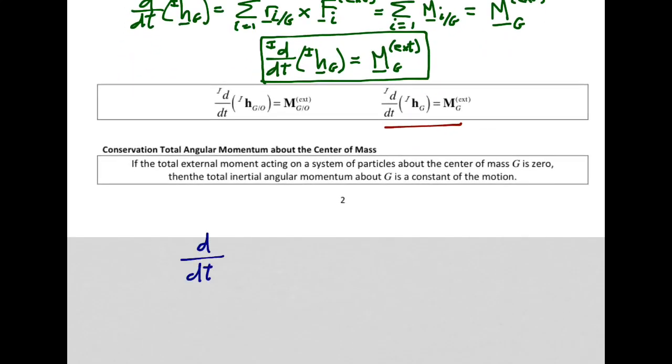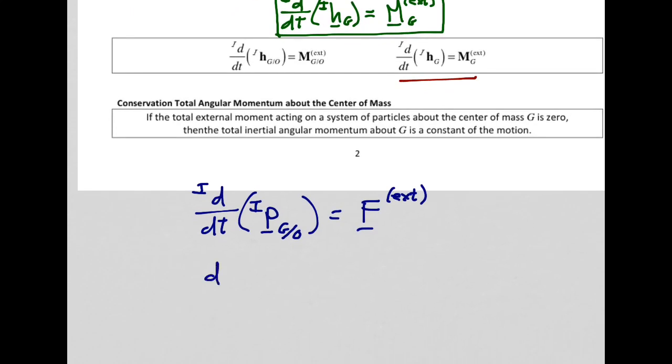We say that the time derivative, as observed in the inertial reference frame, of the linear momentum of the center of mass with respect to an inertially fixed point, is equal to the sum of all the external forces on the system. And then we also now developed a new expression, which is that the time derivative of the angular momentum of the system about the center of mass, as observed in the inertial reference frame, is equal to the sum of all the moments about the center of mass due only to external forces onto our system of particles.